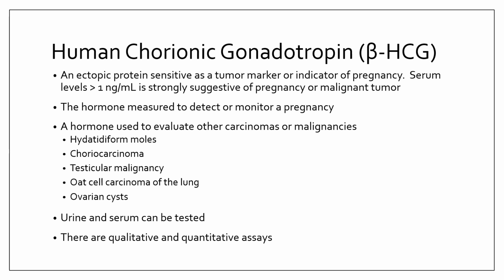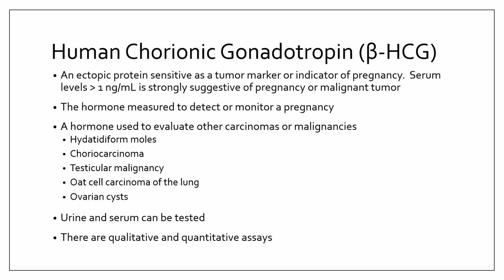Generally we use HCG to look for pregnancies, but again, HCG in men will increase if our patient has a malignant tumor. HCG is used to evaluate other carcinomas or malignancies, such as hydatidiform moles, which is a tumor that has originated from the placenta, and choriocarcinoma, which is a type of uterine cancer. We can use HCG to diagnose testicular malignancies, or oat cell tumors of the lung, also known as small cell lung cancer. And HCG can also indicate if our patient has ovarian cysts.